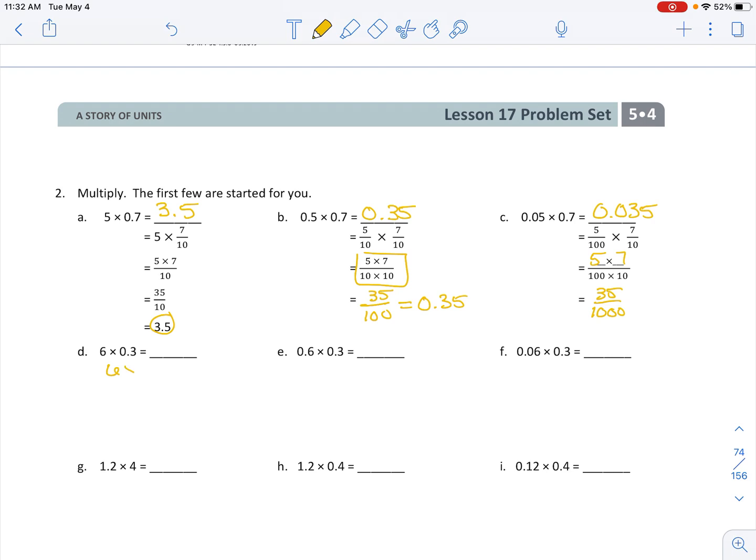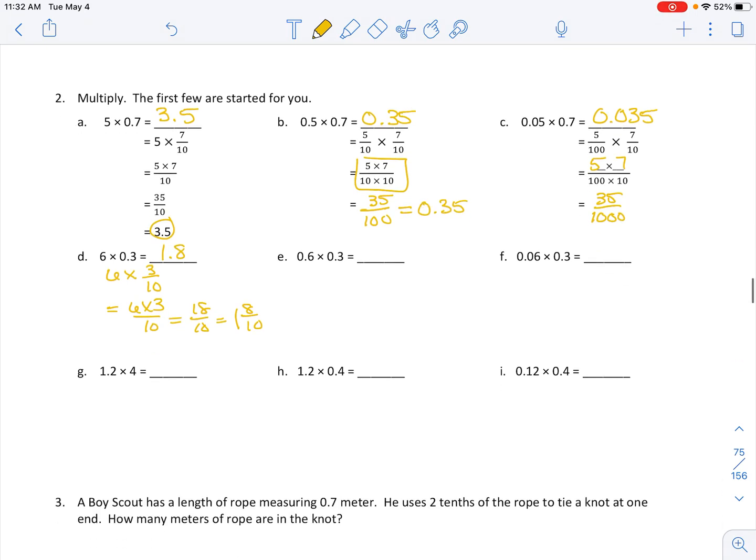Letter D, we have 6 times 3/10, which we know is 6 times 3 over 10, which is 18/10. And we know that's the same as 1 whole and 8/10, which is 1.8 as a decimal. So I want you to pause the video, try E, F, G, H, and I, and then come back and I will go over it.